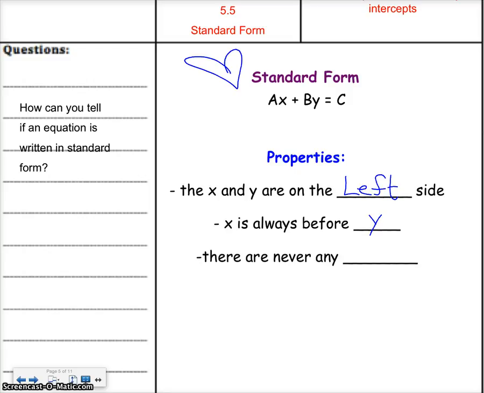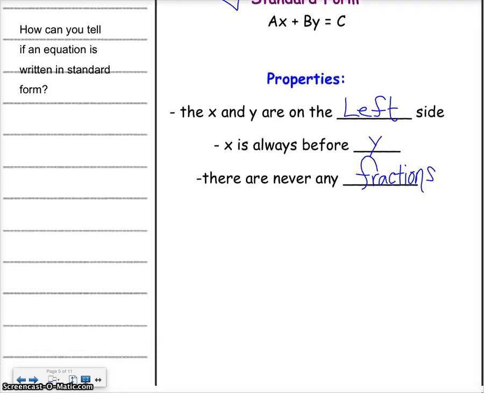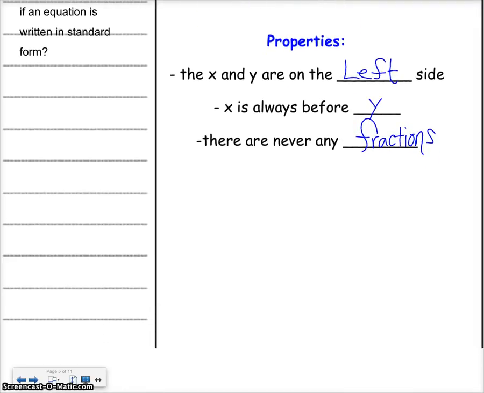And you want to make sure that there are never any fractions. That's going to be more tomorrow's lesson. But if we get fractions, it's not in proper standard form. Proper standard form is ax plus by equals c such that a, b, and c are integers. Integers is not a fraction. Okay, so that's the properties of standard form.